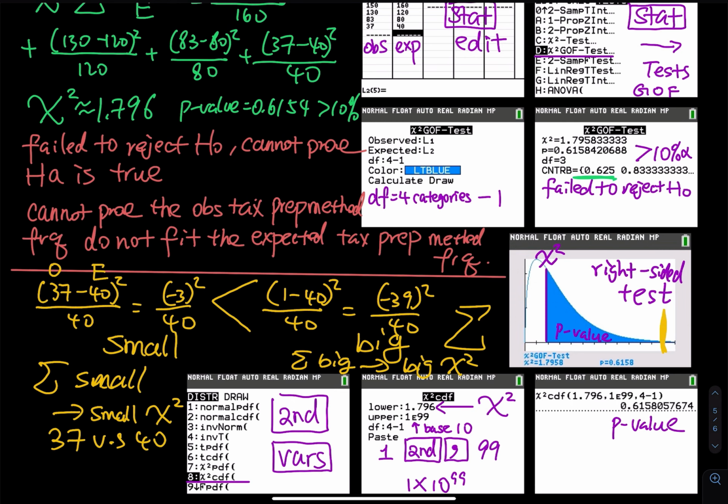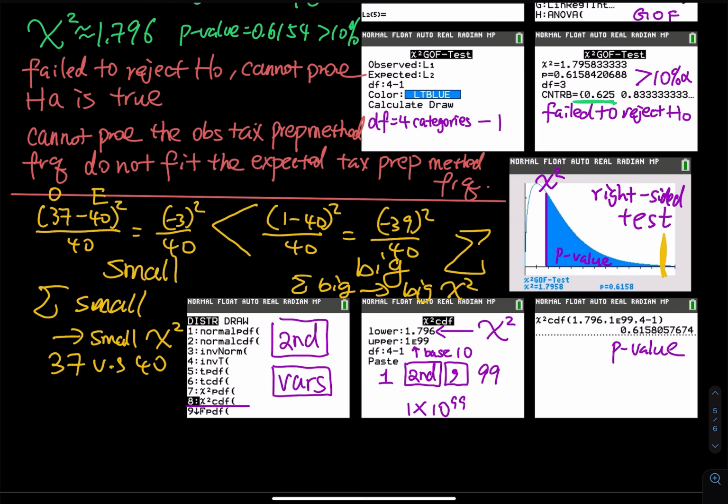Okay, so speaking of the p-value, how do you find the p-value without using the chi-square goodness of fit? You will have to use a chi-square CDF. You go to second, and then you go to vars, you select chi-square CDF, and once you click enter, that leads you to a menu. For the lower limit, you put the chi-square in. The upper limit is a very big number. I use infinity. The way I type infinity is I type 1, and then the base 10, the little e, is second comma.